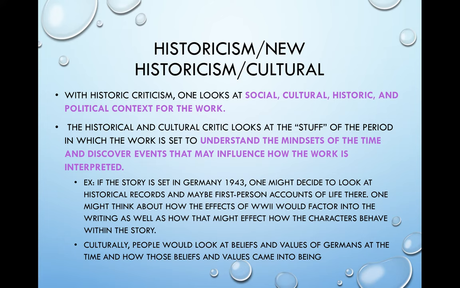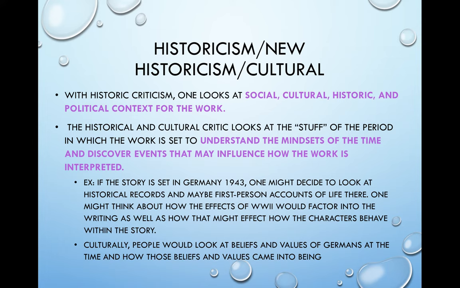Historicism, essentially, or new historicism, looks at all of the influences around the text. So it looks at the social, the cultural, the historic, and the political context for the work. When you get into advanced lit classes, you're going to do a lot of this because you're looking at historical pieces that have influences. So it looks at what was happening as far as culture, what was the mindset, what was going on as the belief system, and then how do those things and the events of the time period influence the work.